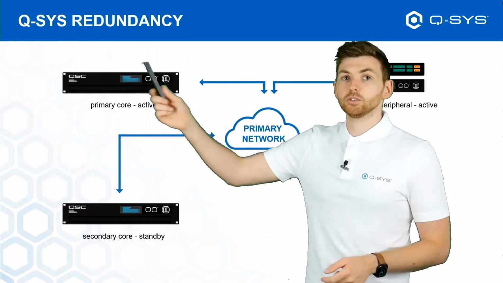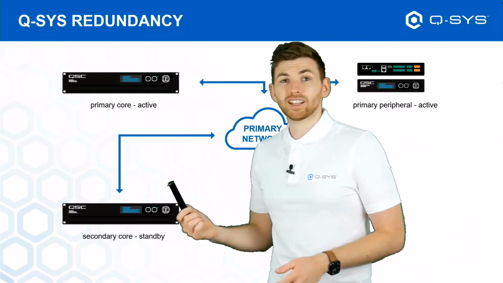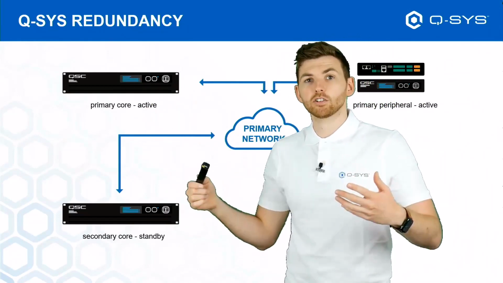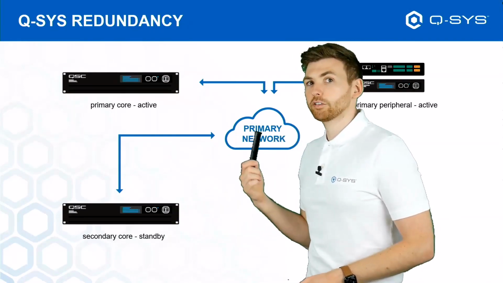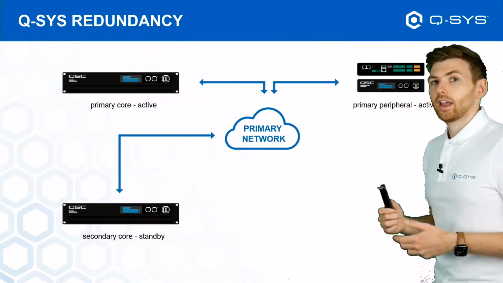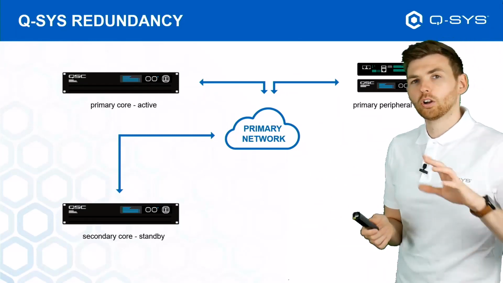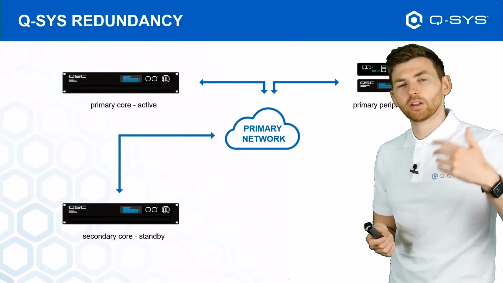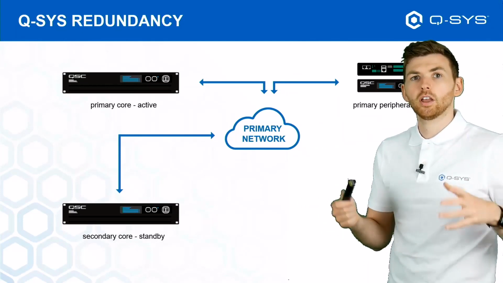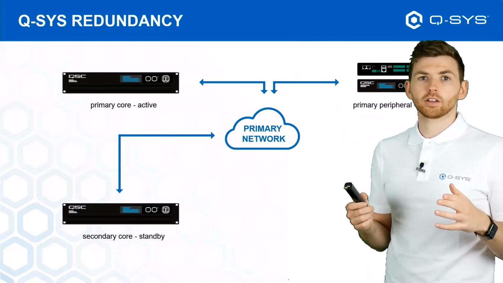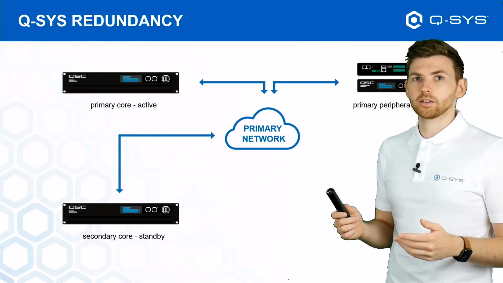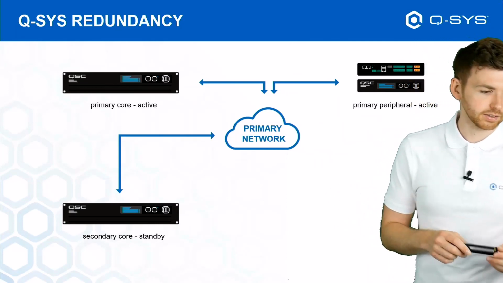Now, if this one were to go offline, after a second or two, this one will spring into action. It will then tell all the peripherals that it is now in charge, and the whole failover process takes a few seconds. Longer if you have Dante, you have to wait for the Dante to also synchronize, but still a very short amount of time before everything is up and running again. All right. So that's core redundancy.